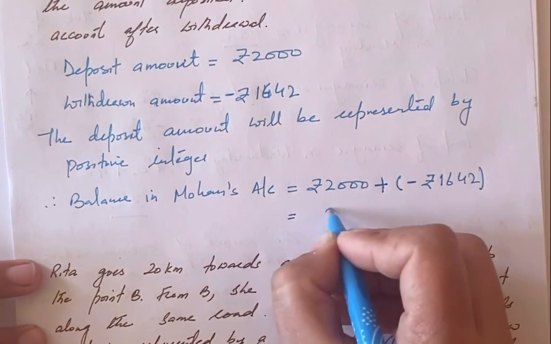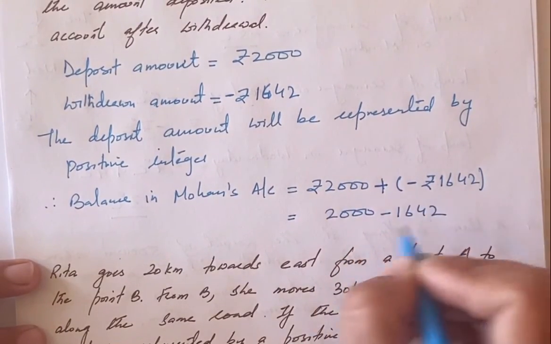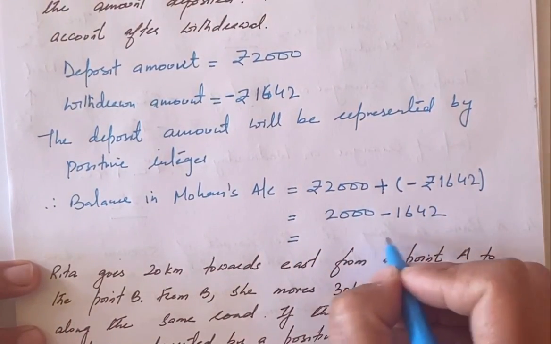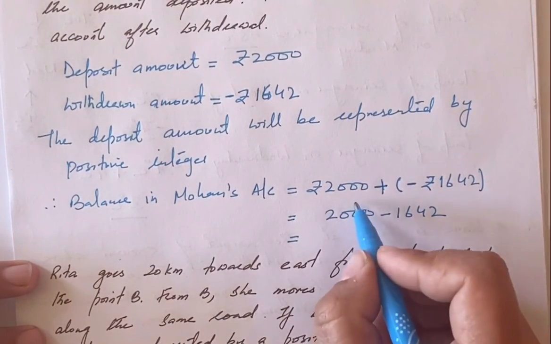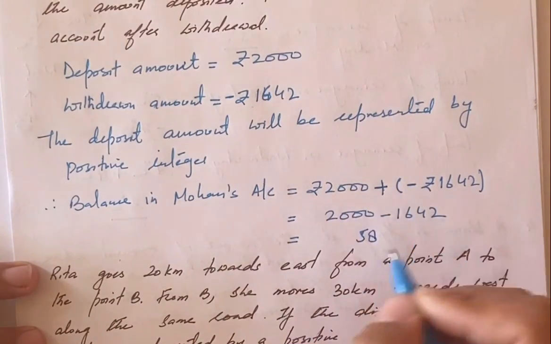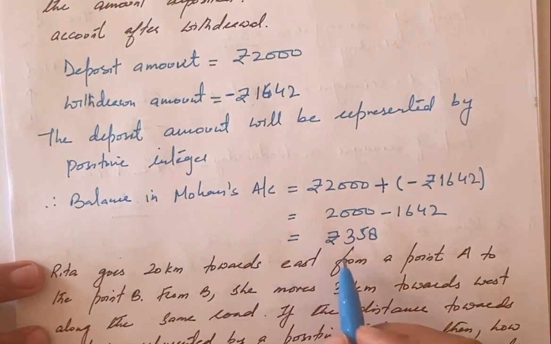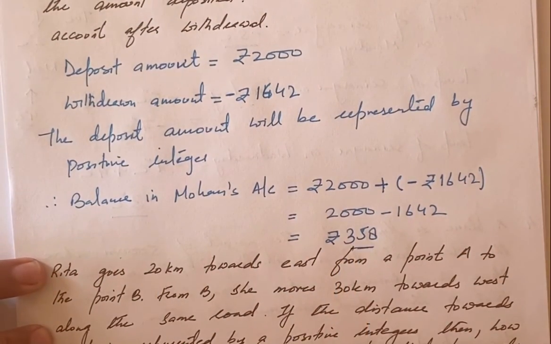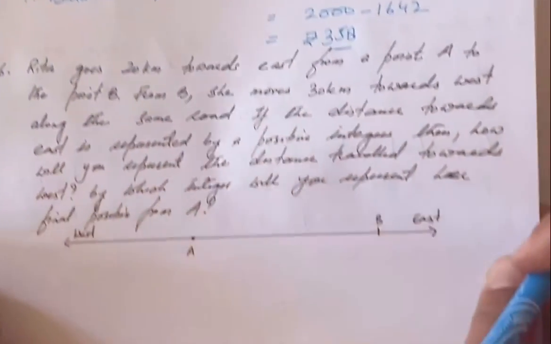So the answer will be 2000 plus minus 1642. The answer will be 8, then 9 minus 4 is 5, then 9 minus 6 is 3, and 2 minus 1 is 1... so 358 rupees. So the balance in Mohan's account is 358 rupees. Okay, so this was question number 5. Let's move on to the last question, number 6, for this video.